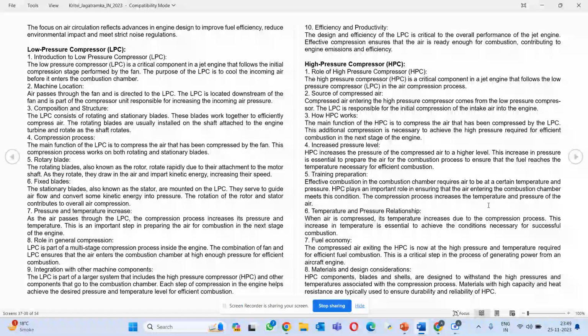Now let's talk about the high pressure compressor. The high pressure compressor increases the pressure of the compressed air to a higher level, preparing it for the combustion process. This stage is crucial in ensuring that the air entering the combustion chamber meets the conditions required for effective fuel combustion, contributing to the overall power generation of the aircraft engine.